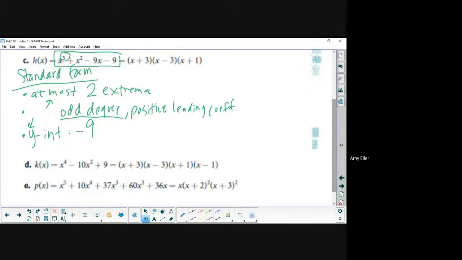So the last thing I'm going to write under standard form is symmetry. Does it have symmetry about the origin or y-axis? No, because it's neither all even powers nor all odd powers, I should say. So I'm going to write under symmetry, none about y-axis or origin, because it is not an even or odd function.